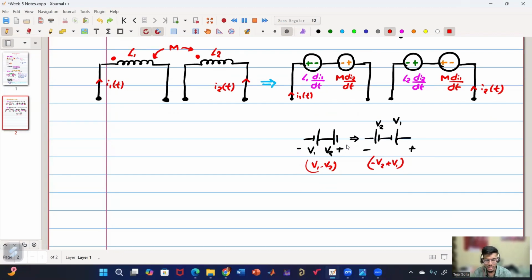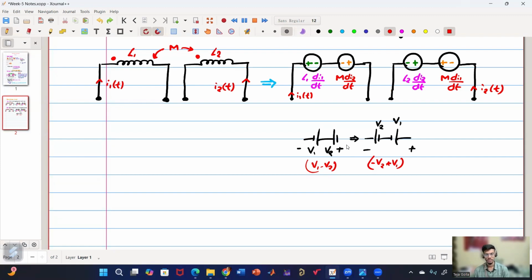Because we are just getting the voltage polarity and then we'll apply KVL. So it doesn't matter which one you write first. Irrespective of that, it is still the same in terms of KVL as KCL. Is your query clear now?